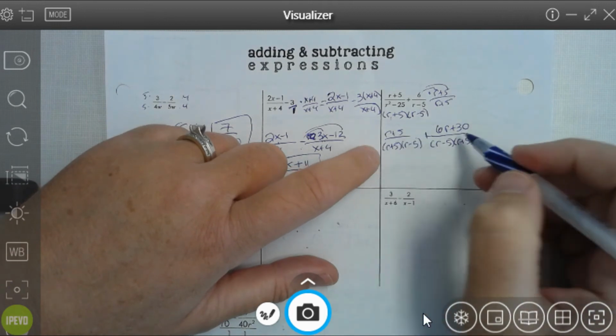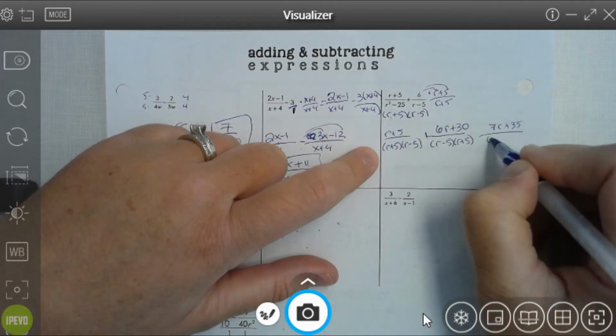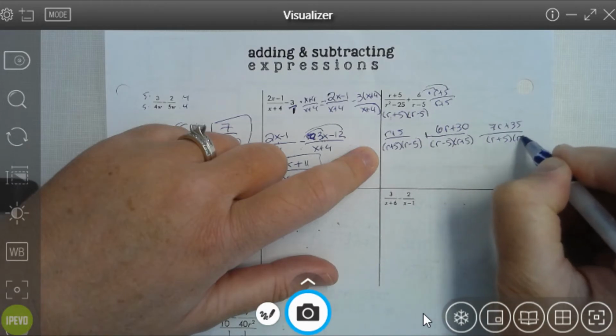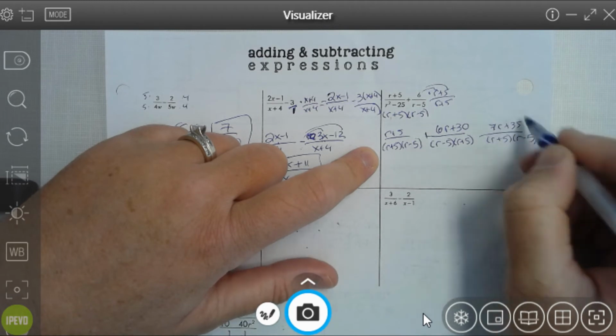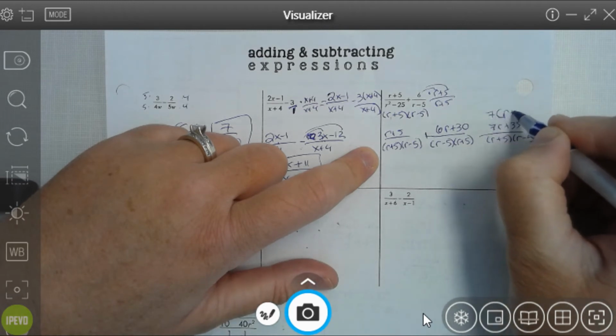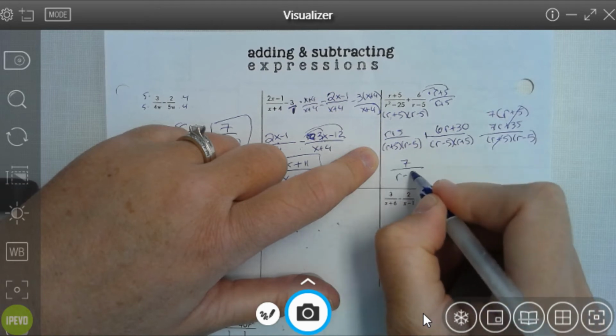So then add your like terms on top, you get 7r plus 35. And then at this point, we're going to end up having to factor. So that's why when I saw this right here, I would have stopped. I'm going to show you what I would have done. Because right here, you can pull out a 7, and you get r plus 5. So these cancel. So your final answer needs to be 7 over r minus 5.